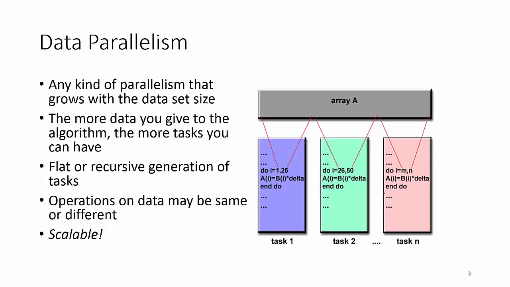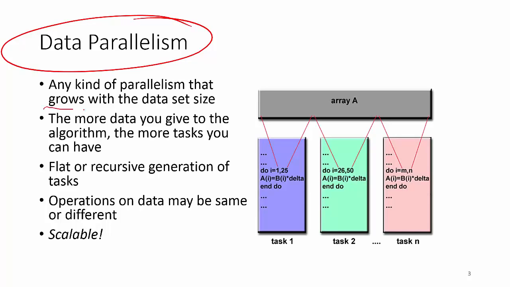There are various kinds of parallelism that we need to talk about. One of the most important ones is data parallelism. So data parallelism is any kind of parallelism that grows with the data set. And this is a very good kind of parallelism because it means that you can scale up the performance by just simply adding more data to the algorithm. So the more data you give to the algorithm, the more tasks you can have.